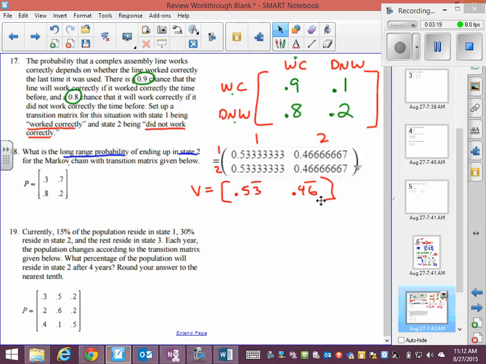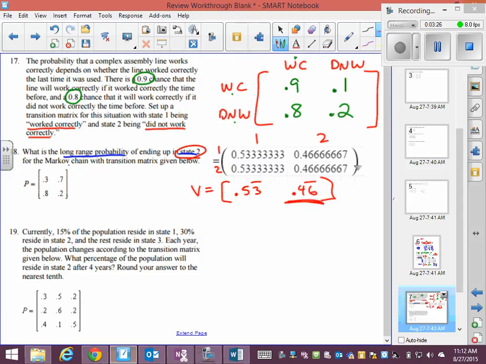But it only asks you for state 2. It wants the long-range probability of ending up in state 2, and so I only care about this number. That's the state 2 number. And so my long-range probability of ending up in state 2 is 0.46 repeating.